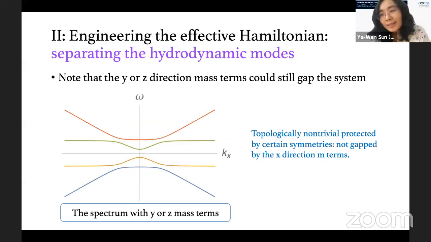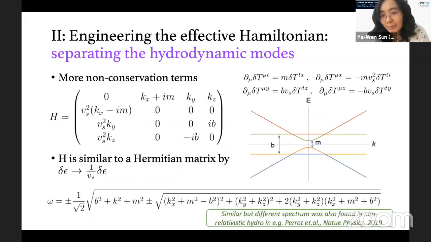Here, by symmetry protected, I mean a symmetry that forbids perturbations of the system that would gap these four nodes. When you require this symmetry, the system cannot have perturbations in these y and z directions, the mass terms. Without these terms, it will not get gapped. So this symmetry is the symmetry that forbids the mass terms here, and the term is invariant under this symmetry.